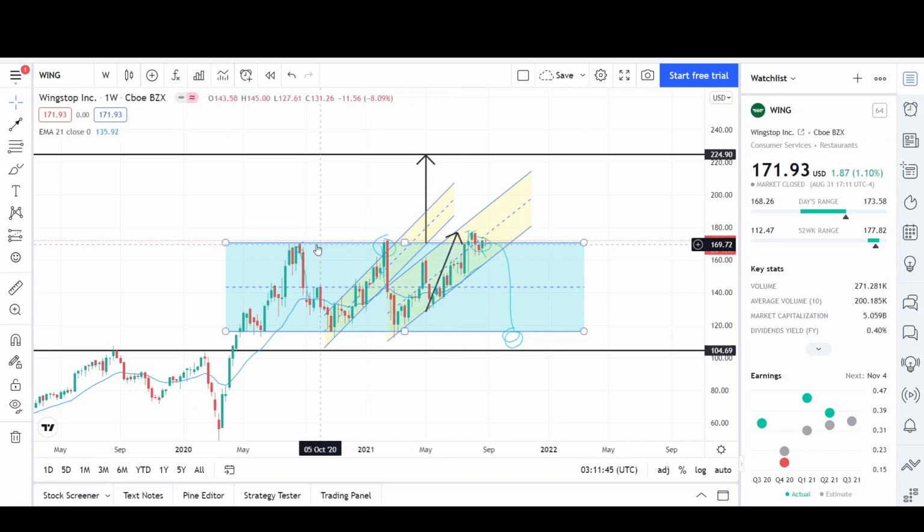We just had a double test at that high. We're getting far away from the EMA, and if we do break out to the highs, this would be my measured move target, this 226 level. And yeah, that's pretty much my analysis for Wingstop.